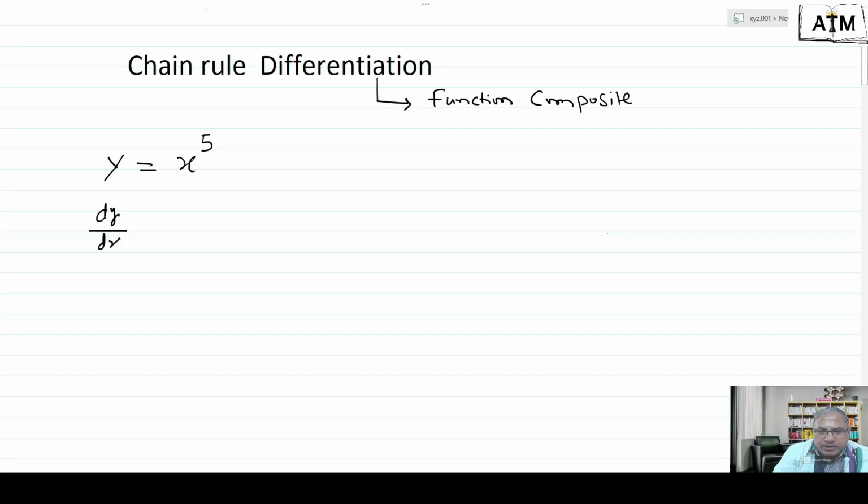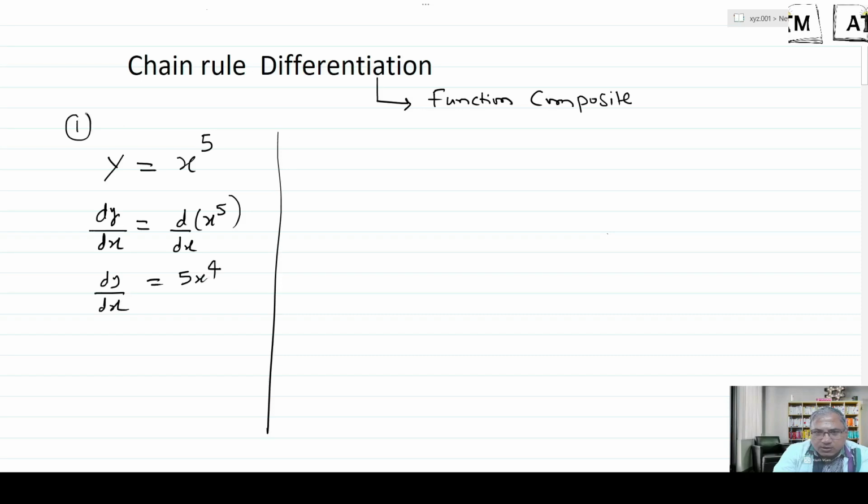Example, dy by dx equals the derivative of x raised to 5 with respect to x, which equals 5x raised to 4. Here we can do it directly because y equals x raised to 5 is not a composite function. It is a standard function. For a standard function, we don't use the chain rule.